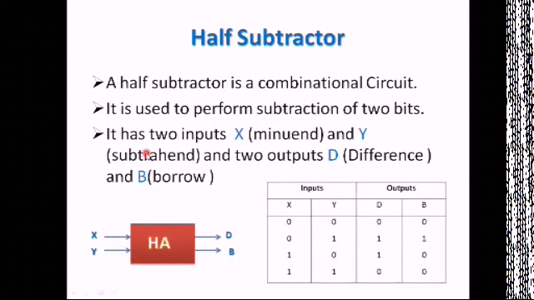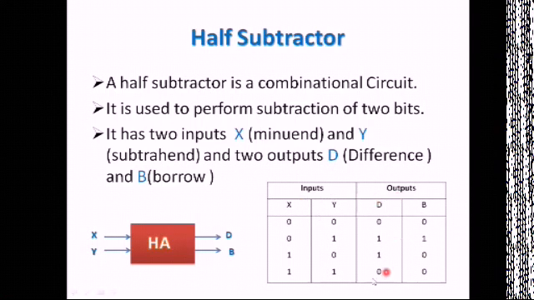So half subtractor mainly consists of 2 inputs, X and Y, and 2 outputs, difference as D and borrow as B. Now this one is the block diagram or logic diagram of the half subtractor, where X and Y are the 2 inputs and D and B are the 2 outputs. These are the inputs and the outputs.